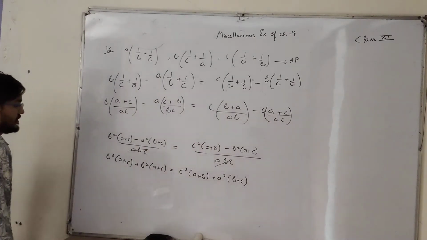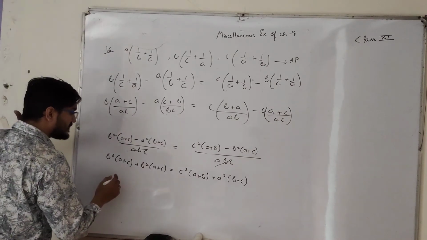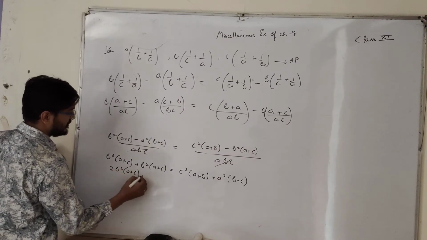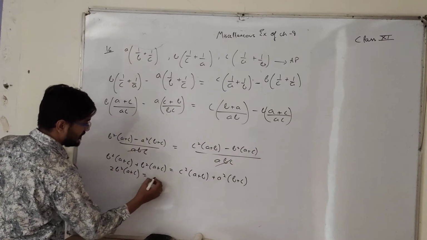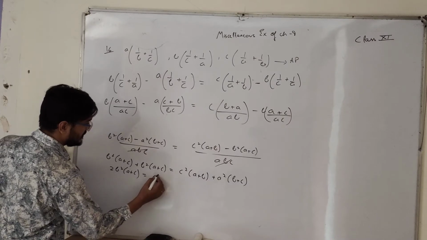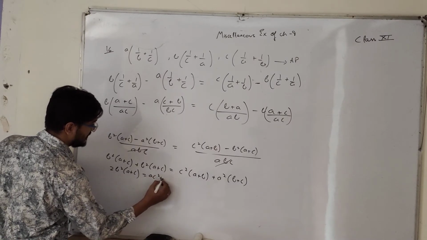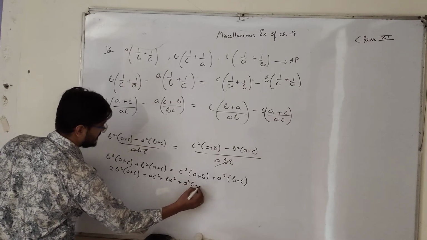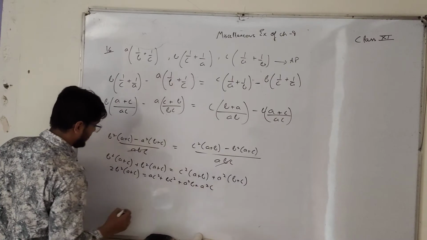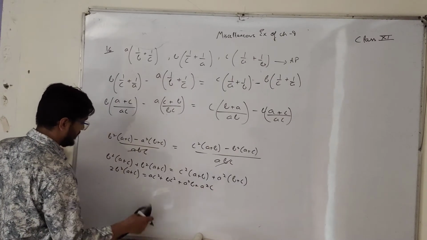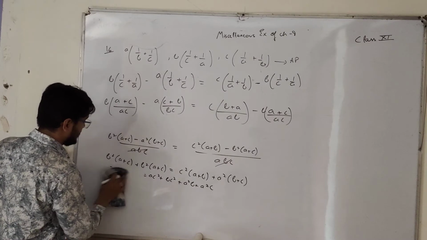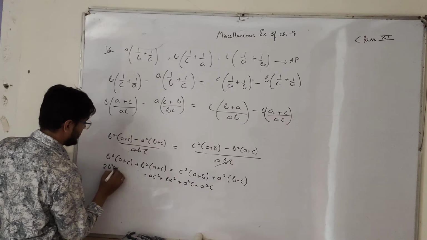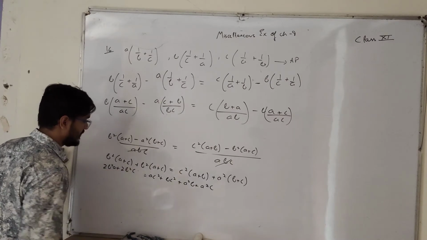Okay. So what we can do? We can take B square. This is 2B square A plus C is equal to C square A plus C square B plus A square B plus A square C, right? And from here also we have 2B square A plus 2B square C, right?